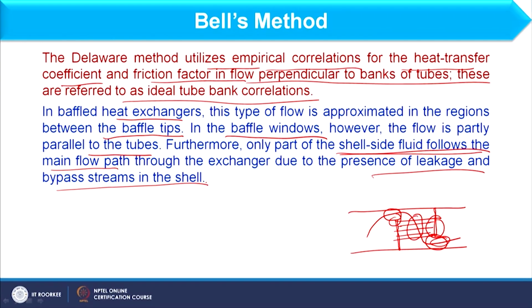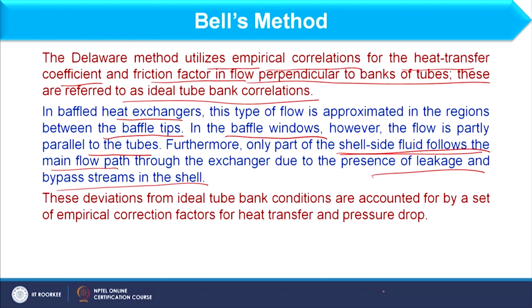So, if you consider the shell side, many streams are causing leakages and bypasses which will not participate in heat transfer, okay, and unnecessarily they will create pressure drop. So, all these factors are counted in Bell's method. The deviation from the ideal tube bank which we have just discussed, that is leakage and bypass etc., are counted by a set of empirical correlation factors for heat transfer as well as pressure drop.